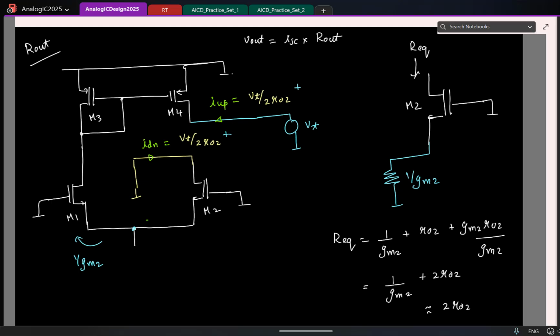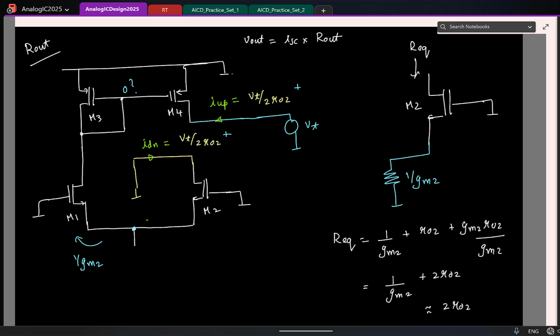Why 0? Why? I mean, is it 0 or non-zero? Let's first conclude that. Non-zero. Why non-zero? Because the current is flowing, it has to be some VGS.